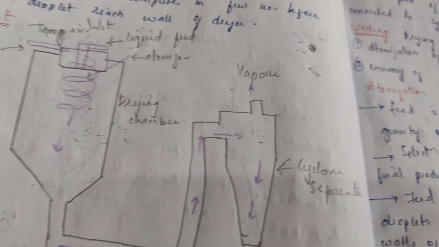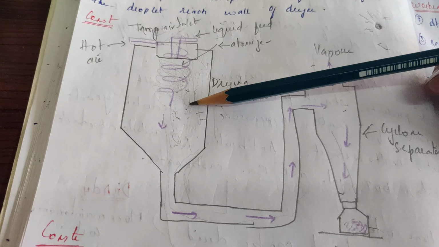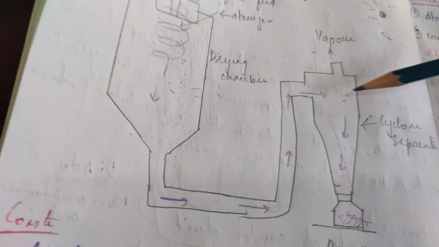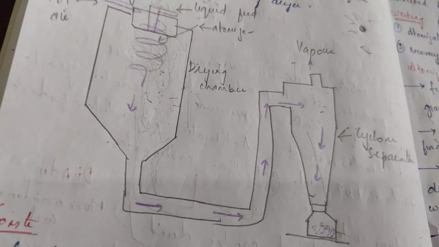And the third step is recovery of dried product. It is recovered by using the centrifugal forces, which direct the material to the cyclone separator, where separation of the dried product takes place and the vapors are moved outside.